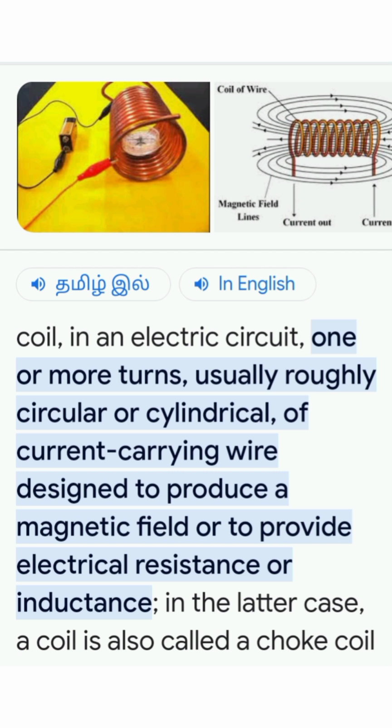What is a coil? A coil is a cylindrical body having a conductive wire such as copper around an iron core, which creates an inductor to store magnetic energy. The coil is used to produce a magnetic field or to provide electrical resistance.